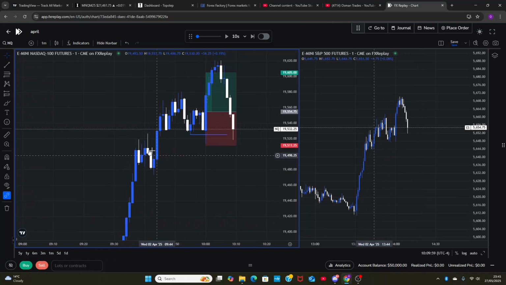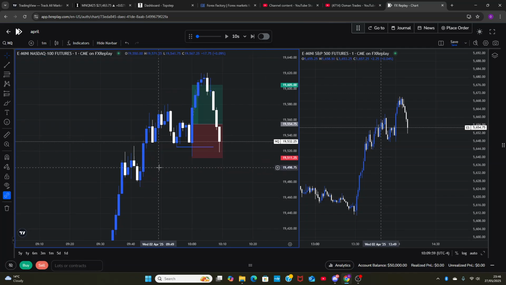We have a retrace here, but this is pre-macro. Macro opens here. We pump too much, so we're not going to enter straight away. We're going to wait for some internal manipulation or rebalance. Here we had a little rebalance, but for me it wasn't enough because we didn't displace higher above this high here, so I can't get a quick little entry. But we didn't get that, right?